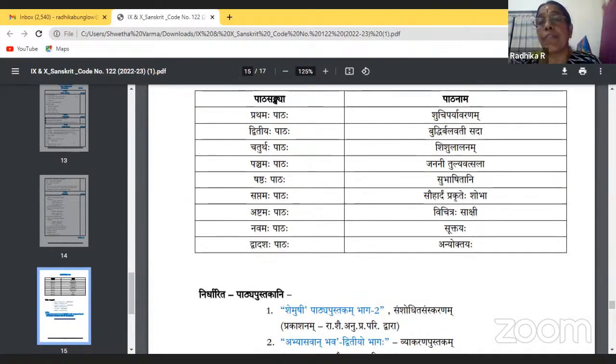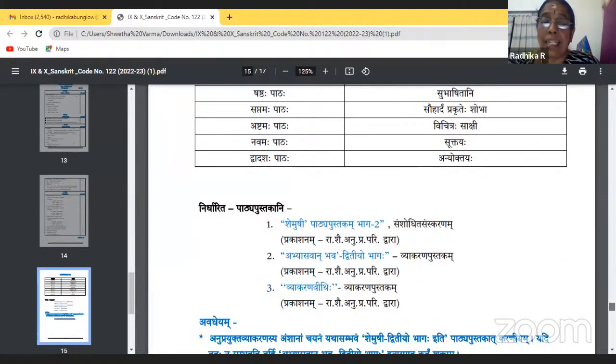22-23 Shuchipat. Yavaranam Buddhir Balavati Sada, Shishilalanam, Janani Tulyavalsala, Subhashitani, Sauhardam, Prakritehi Shobha Vichitraha, Sakshi, Sukteha, Anyokteha. Anyokteha is new to all the teachers because this year we taught Anyokteha for the first time. For the last 2 years, when this book Shemushi was released in 2018, the Anyokteha was not there. This year, instead of Pranebhyo Vipriya Surat, the Anyokteha is included in the textbook. It's a poem.